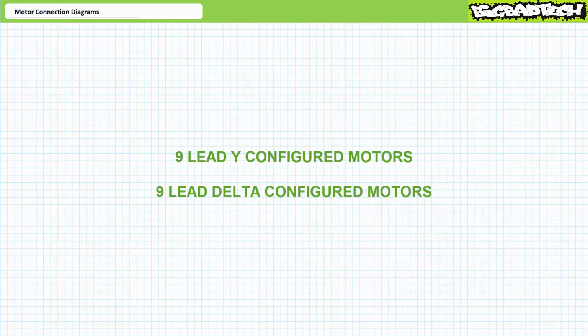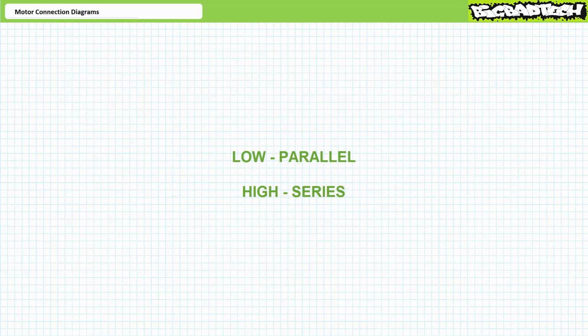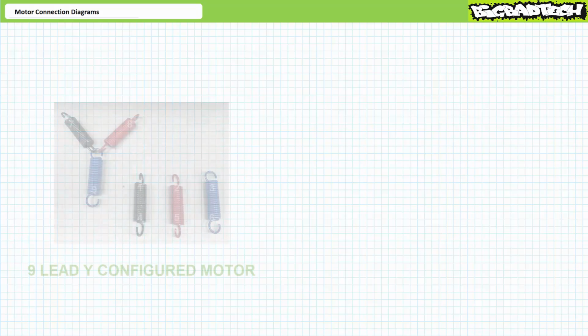Moving on, let's now examine 9-lead motors, of which there are 2 varieties: 9-lead Y-configured motors and 9-lead delta-configured motors. As implied by their titles, Ys are always Ys and you can't do anything about it. The same thing can be said about deltas. 9-lead motors, however, have the advantage of being applicable for dual voltage operation. Bottom line up front, low voltage configurations are associated with windings in parallel, whereas high voltage configurations are associated with windings in series. Allow me to demonstrate.